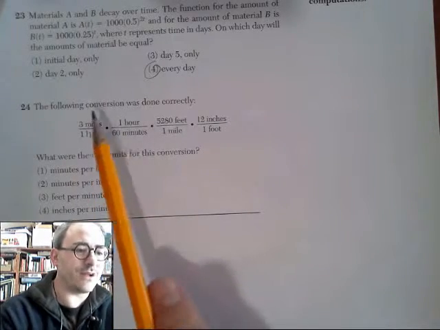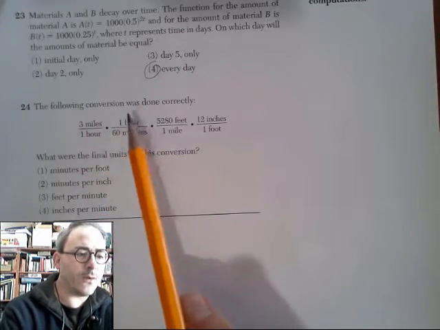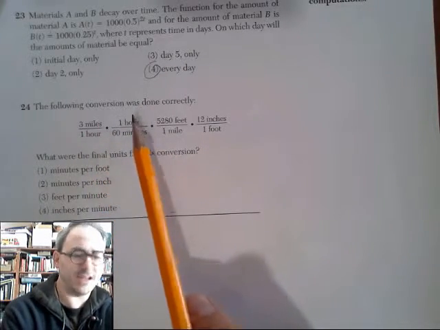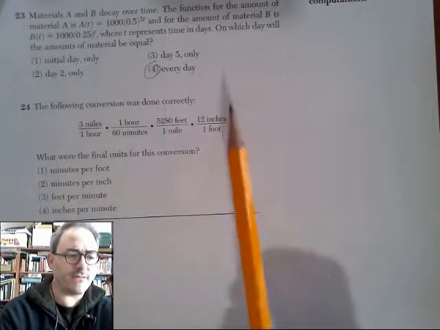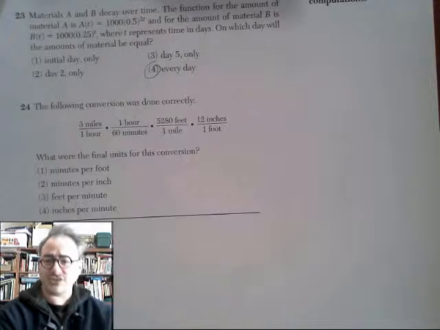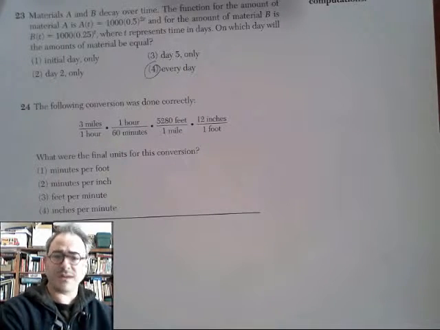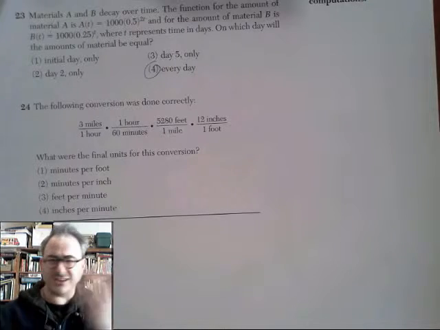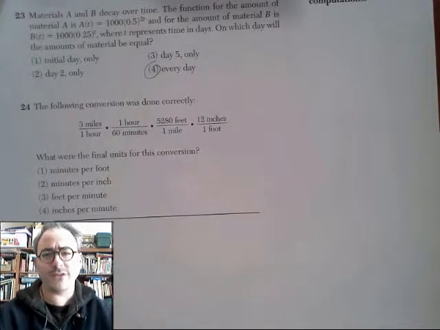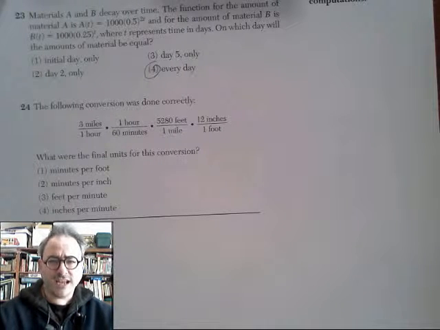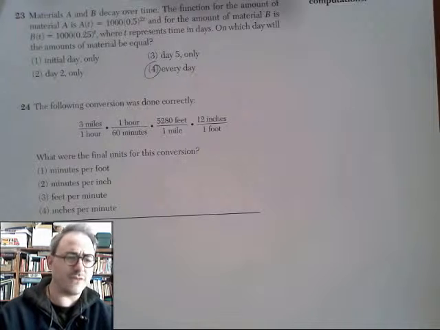The following conversion was done correctly. Okay, 3 miles in 1 hour. That's 3 miles an hour. 1 hour in 60 minutes. Yes, there's 60 minutes in an hour, right? There is 5,250 feet in 1 mile. That's true. Hopefully you knew that. You don't have to have that memorized, but that's just something useful to know in life sometimes. And hopefully you know that there are 12 inches in 1 foot. Again, if you're not sure, you look at a ruler, but hopefully you know that there are 12 inches in 1 foot.